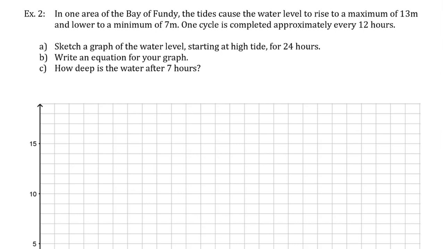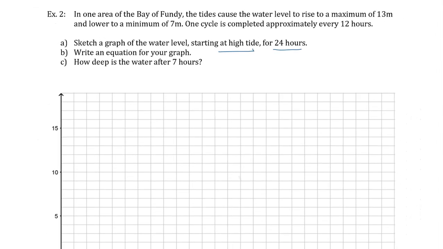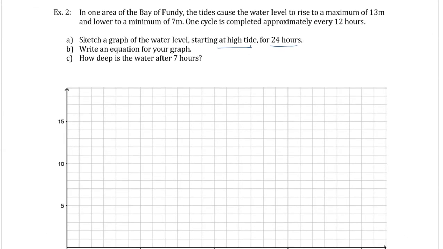So in one area of the Bay of Fundy, the tides cause the water level to rise to a maximum of 13 meters and lower to a minimum of 7 meters. One cycle is completed approximately every 12 hours. Sketch a graph of the water level starting at high tide for 24 hours. Here's the first thing I'm going to do: point out a common mistake. It says starting at high tide, and high tide is 13, so I'm going to start by putting a point at 13.